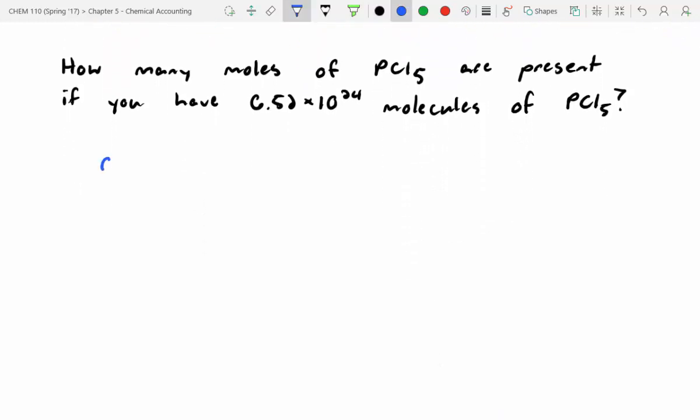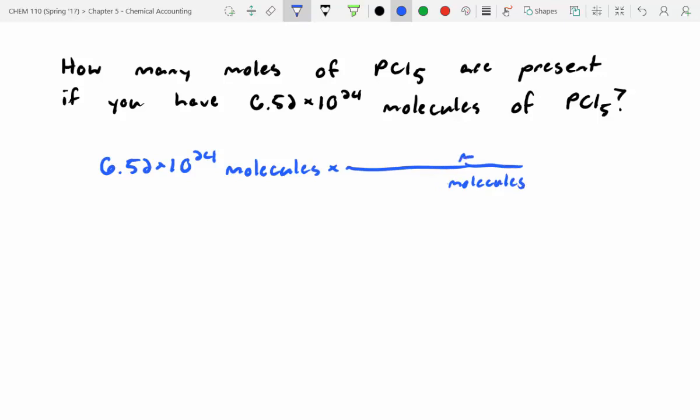So again, we're going to start with what we know. We've got 6.52 times 10 to the 24th molecules. We want to cancel out molecules, so I'll put that on the bottom. We want moles, so I'll put that on the top. Do we need to determine the molar mass? No. We just need Avogadro's number. Oftentimes people make more work for themselves than they have to. In this case, we don't deal with grams at all, so we don't have to do that.